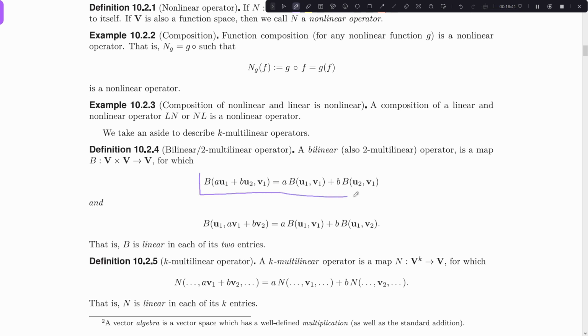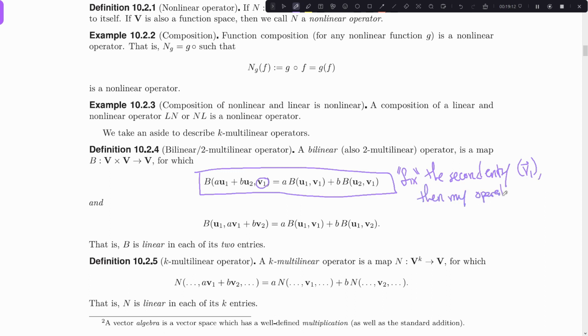If I look here, what this is telling me is it actually says fix the second entry. In this case, the second entry is V1. So fix that vector V1 in the second entry. Don't do anything with it. Then I have a linear operator. Then my operator is linear in the first entry.